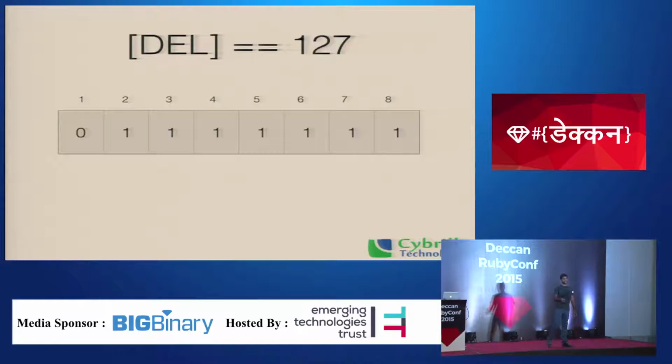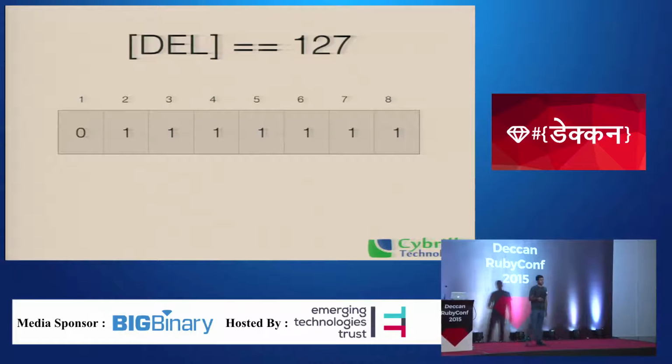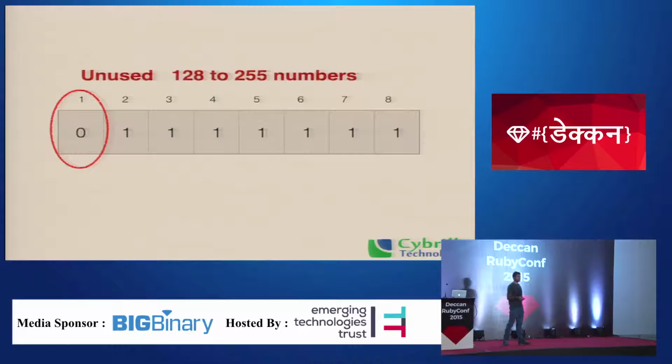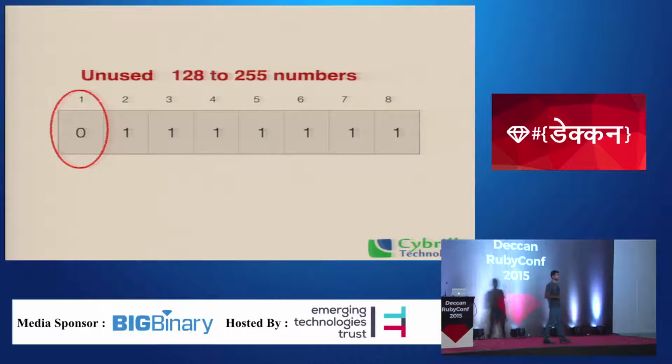If you closely observe, the first bit is always 0. That is an unused bit. Since we have only 128 characters, and people thought they wouldn't need any more characters to be part of the character set, this bit is unused. So the numbers 128 to 255 are unused, which totals to 128.